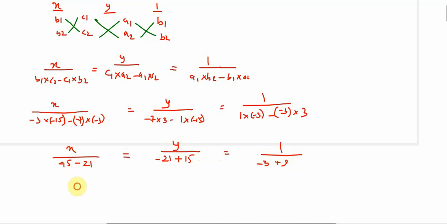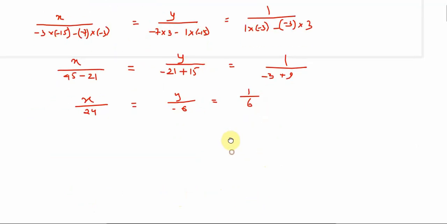So if we solve this one, x by 45 minus 21 will be equal to 24, equal to y by minus 6. It's equal to minus 6 because the 21 is greater, and then 1 by minus 3 plus 9. So we have out here 1 by plus 6 because 9 is greater. So now let's solve for x and y.